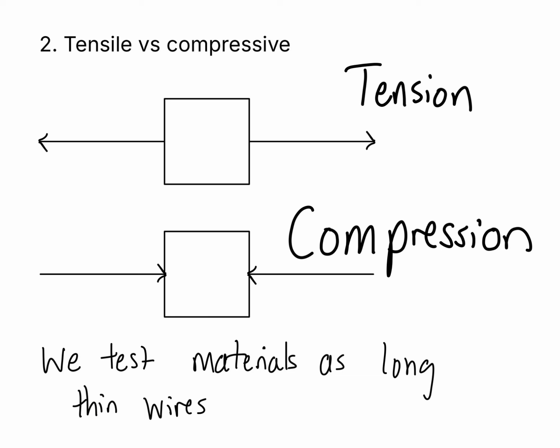The formal words for pulling and pushing are tension and compression. Pulling a material apart applies a tensile force, and pushing a material in applies a compressive force. In this topic, we almost always test materials as wires under tension, because a long, thin wire stretches by an amount that we can actually measure.